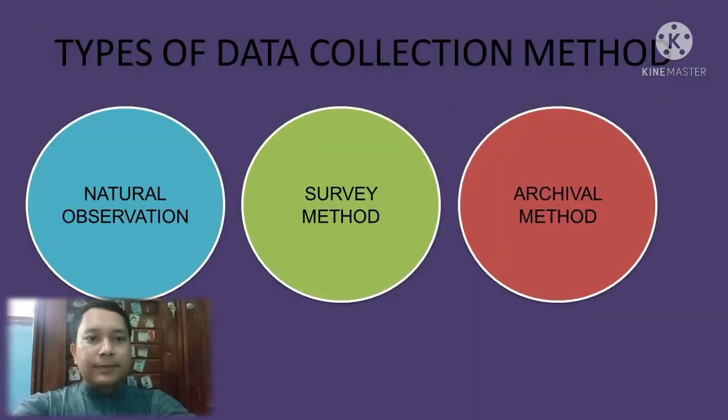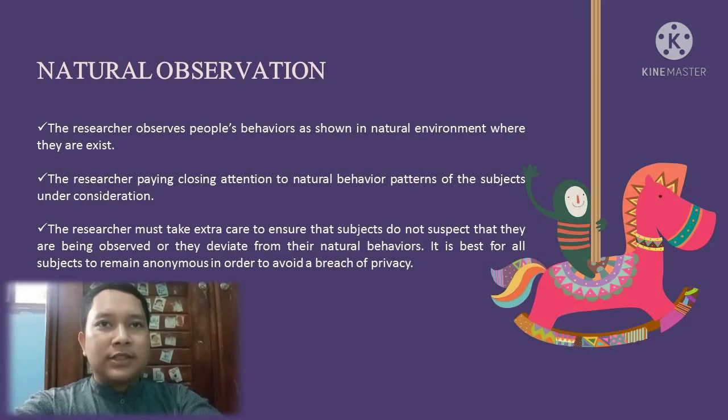There are 3 types of data collection method in correlational research. The first is natural observation, the second is survey method, and the third is archival method. The first is natural observation. In natural observation, the researcher observes people's behaviors as shown in the natural environment where they exist.